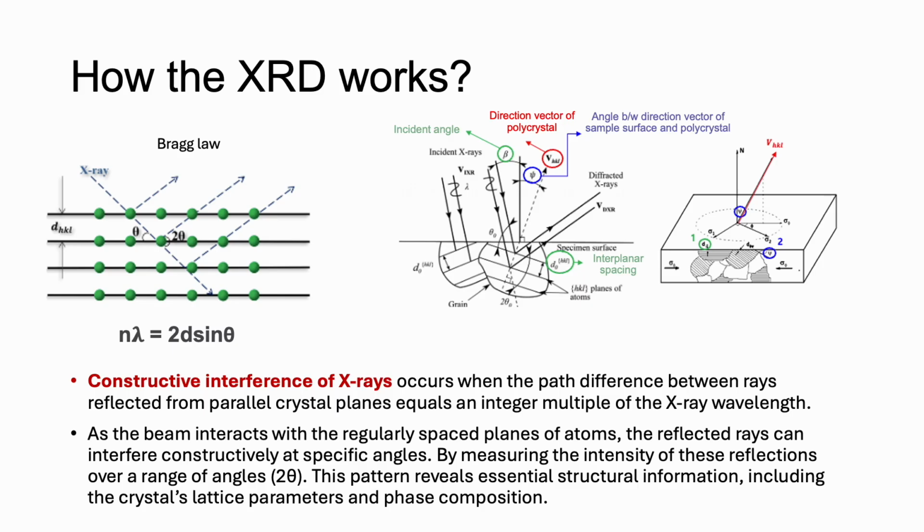When X-rays hit the crystal planes at the correct angle, constructive interference occurs, that is, the waves reflected from the different planes align in phase. This condition creates a detectable diffraction peak, which allows us to infer the spacing between the planes and thus the crystal structure. Especially by rotating the sample and recording the diffraction pattern, we can generate a complete map of its atomic arrangement.